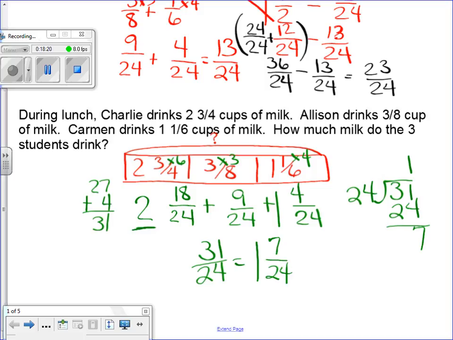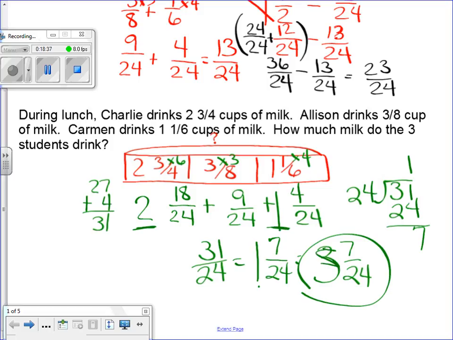I have my 2 and I have my 1. So I have 2, 1, and 1. 3 and 7/24. You have to add your whole number with that. I did. Oh, sorry. I even pointed it out. I still said 3. Sorry, 4.